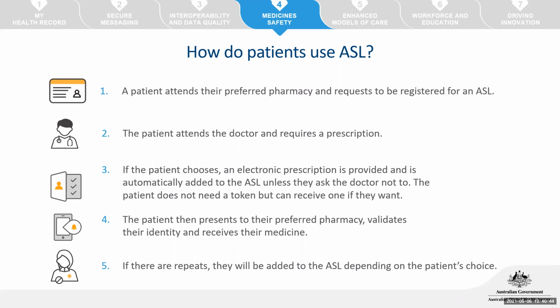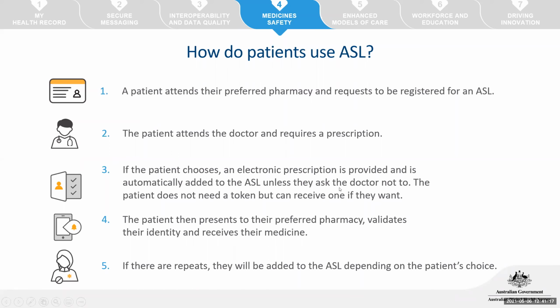Once they're registered and they have the active script list, then when they attend their GP, and if they've elected to receive their prescription as an electronic prescription, then this will be automatically added to their active script list unless they've indicated otherwise. And so now that the script is in the active script list, it does mean that the patient doesn't need to receive the token as an SMS anymore, and they won't need to present that token with the QR code when they turn up to their pharmacy anymore.